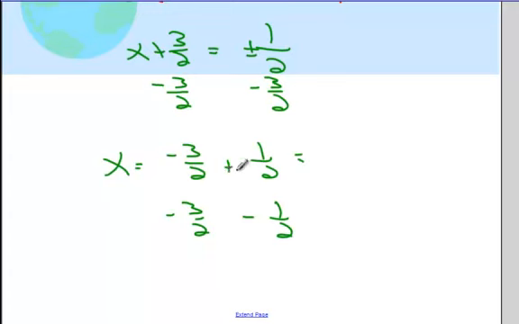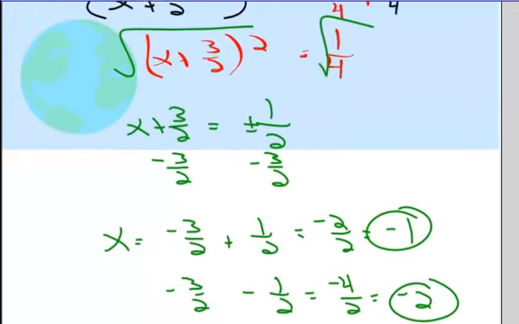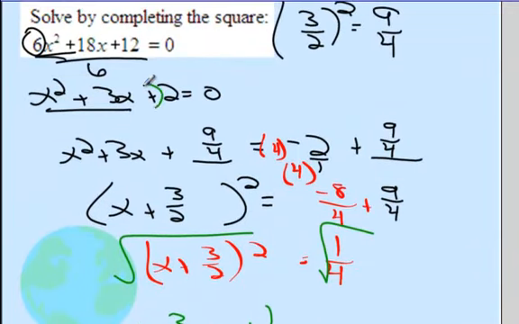Negative 3 plus 1 is negative 2 over 2. Answers are negative 1, and negative 3 minus 1 is negative 4 over 2. So that's negative 2. Negative 2 and negative 1 are your solutions. What we could have noticed from the very beginning is signs should be the same, both positive. Factors of 2 that add up to 3 are 2 and 1.